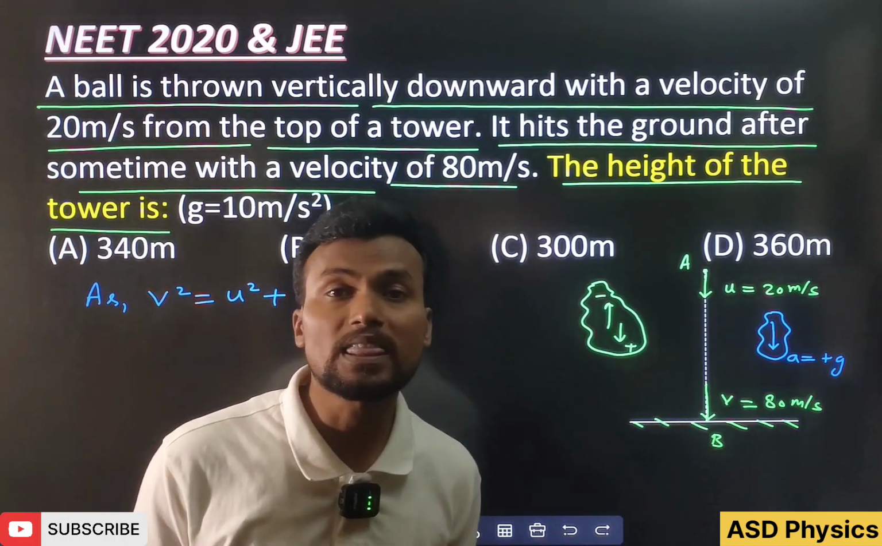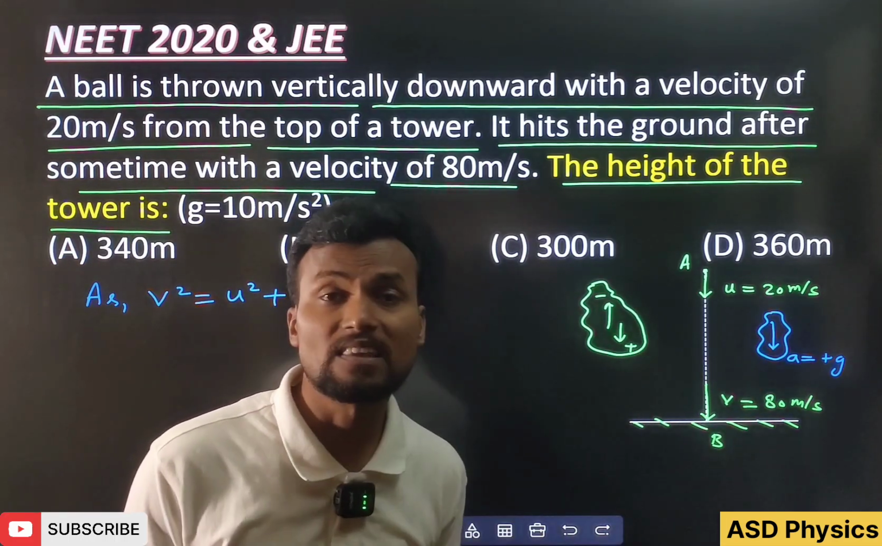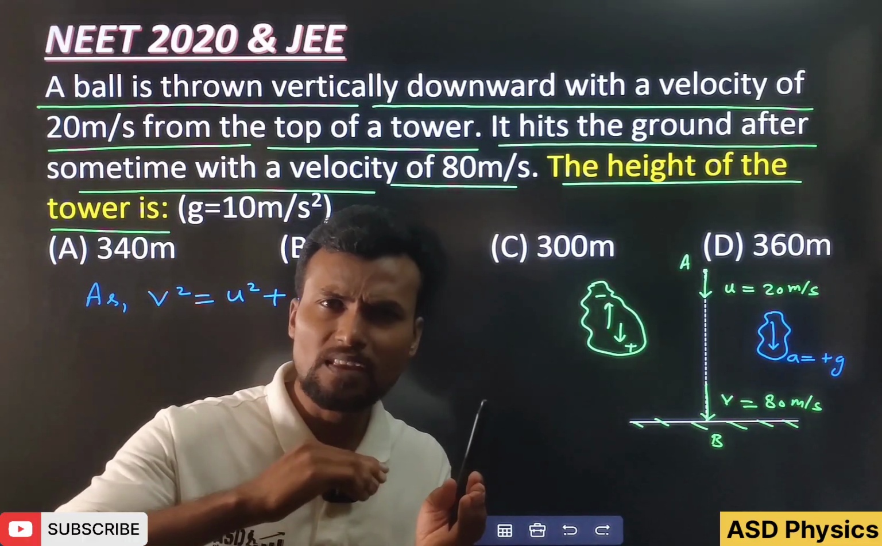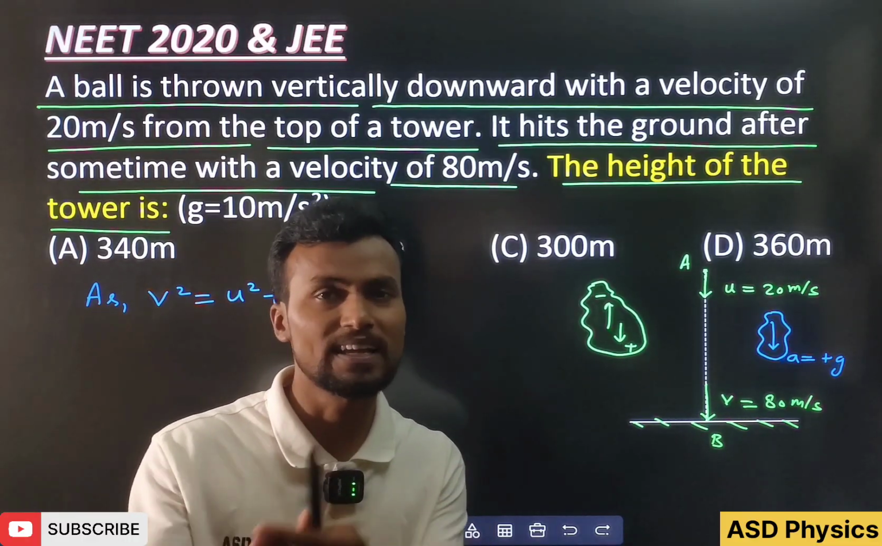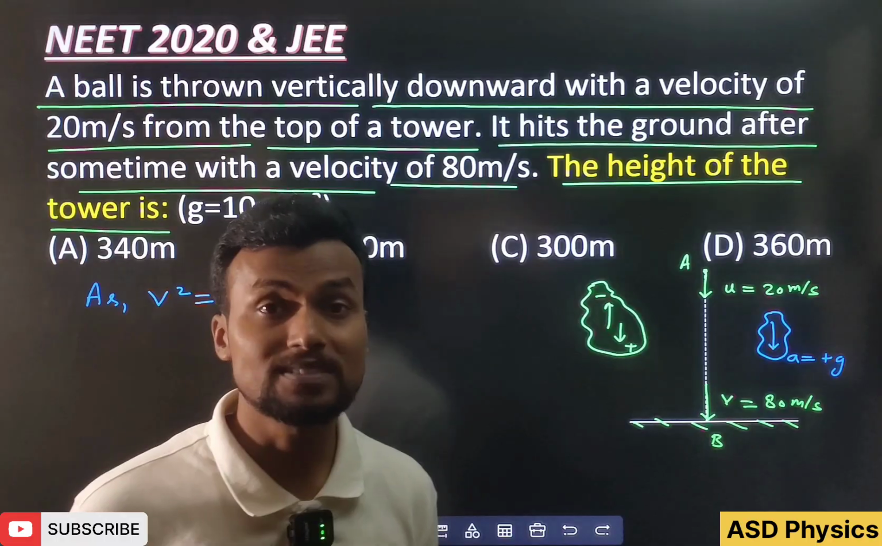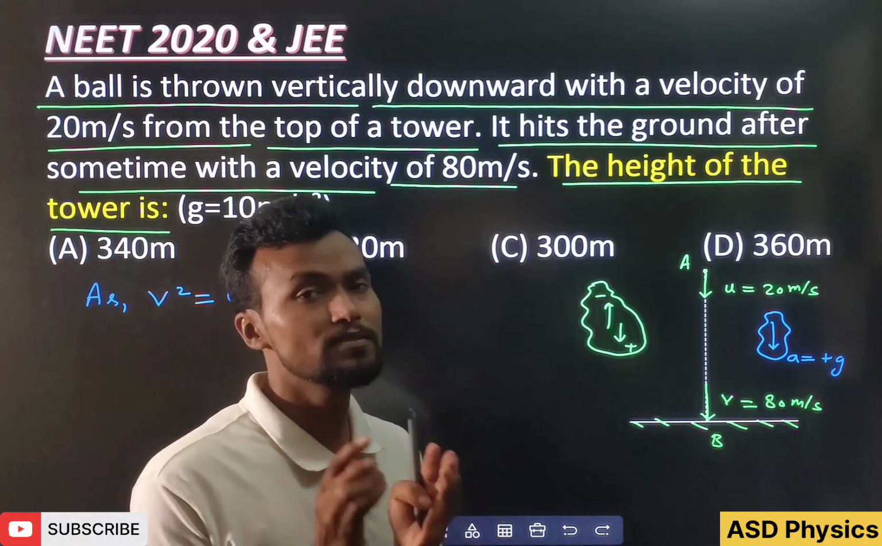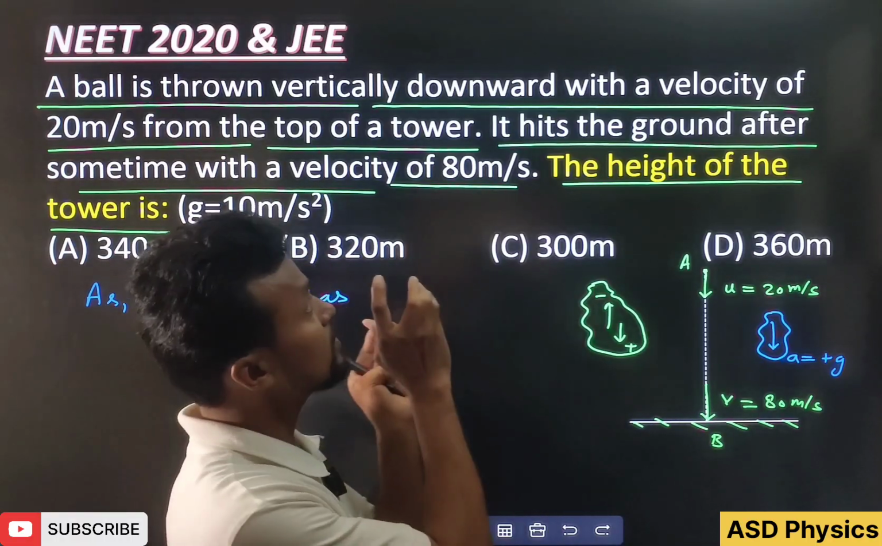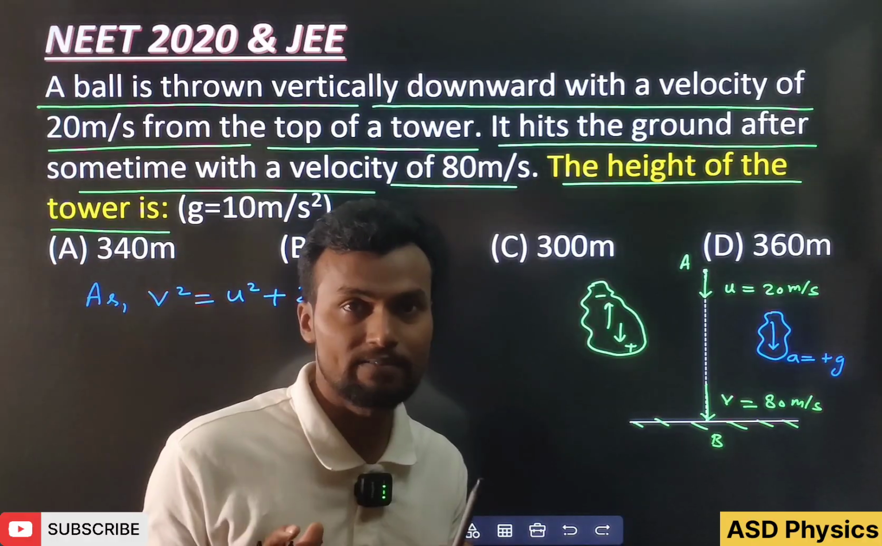And why are we using the equation of motion here? Because acceleration due to gravity near the surface of the planet is a constant. Like for Earth it is 9.8 meter per second square, and that is a constant value. That's why we use equations of motion for questions based on motion under gravity.